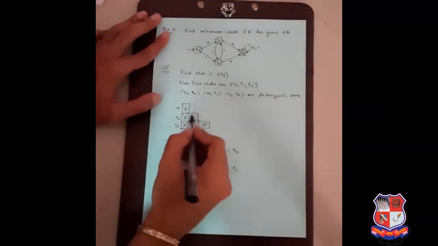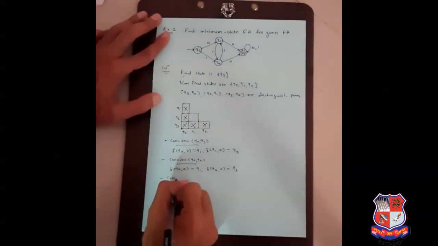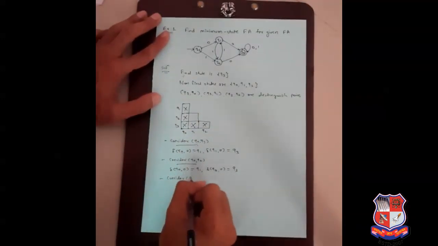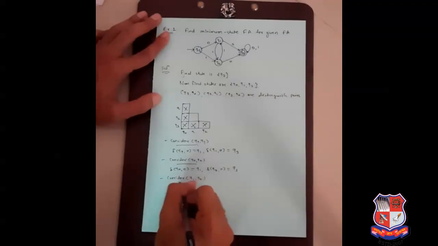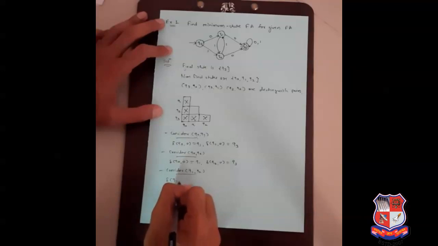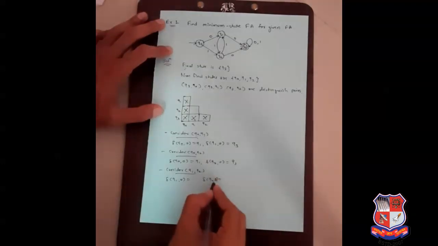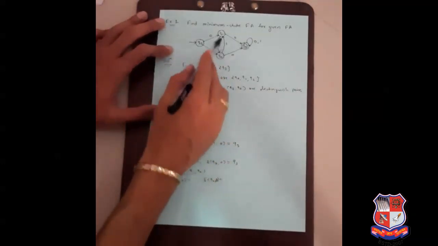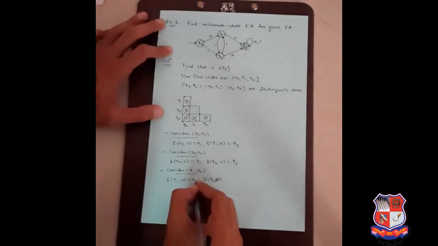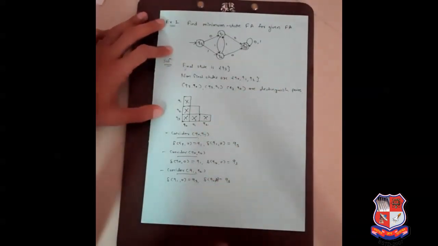Now only one pair is remaining. Now we will check whether it will be marked or not. That pair is Q1, Q2. Now check it for its transition. Delta of Q1, 0 is equal to Q3, and delta of Q2, 0 is also Q3. So Q3, Q3 will not be a distinguished pair.